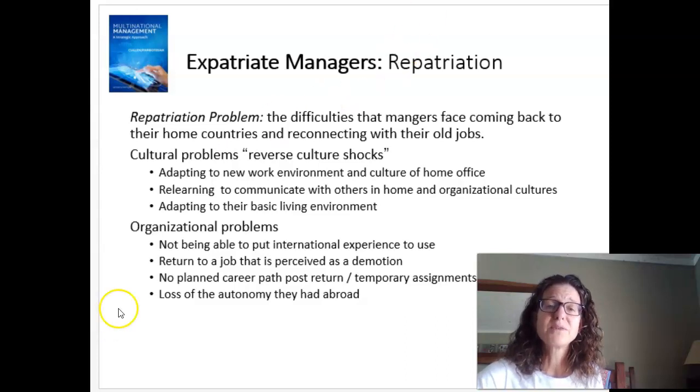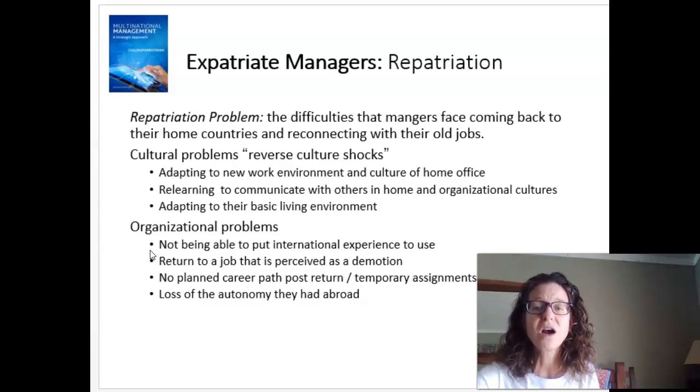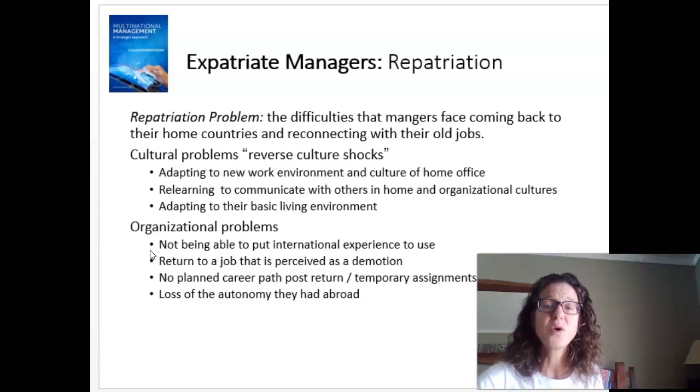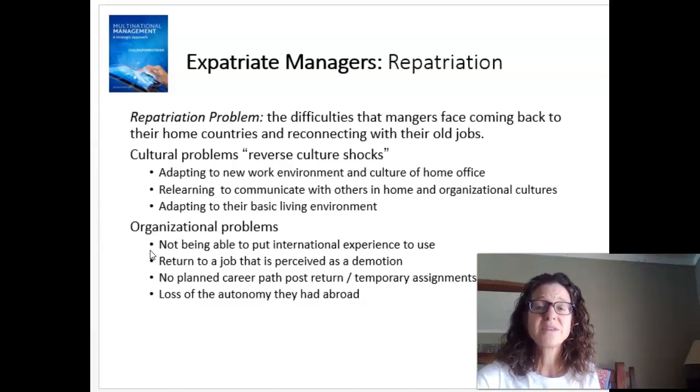Other problems pertain to the organization. Many expatriates who return home are not always able to put their international experience to use and find that their domestic colleagues often discount their international experience, which can be very frustrating. Also, many organizations do not always have a job lined up for returning expatriates. Sometimes expatriates return to jobs that are perceived as a demotion if they are only a lateral move or an actual demotion.